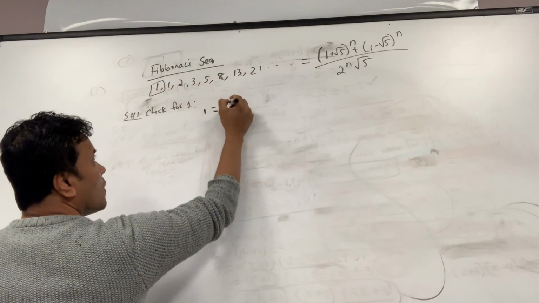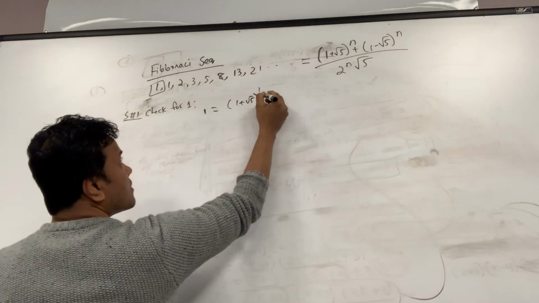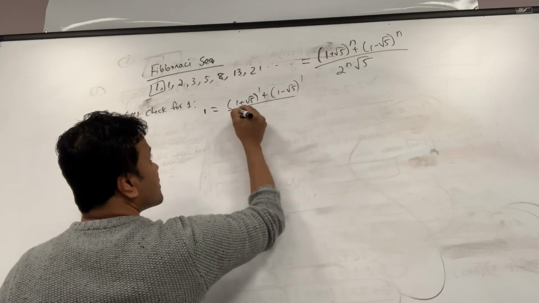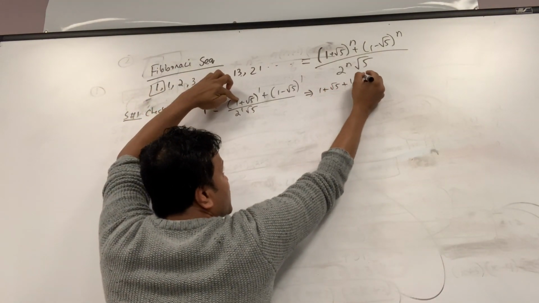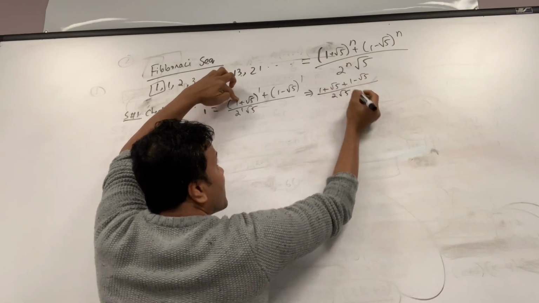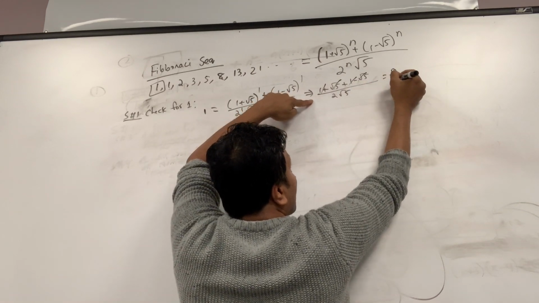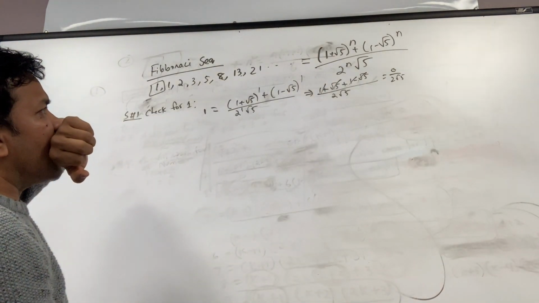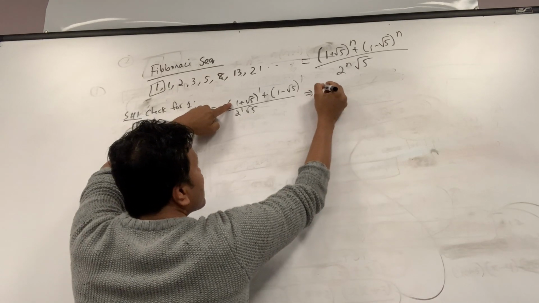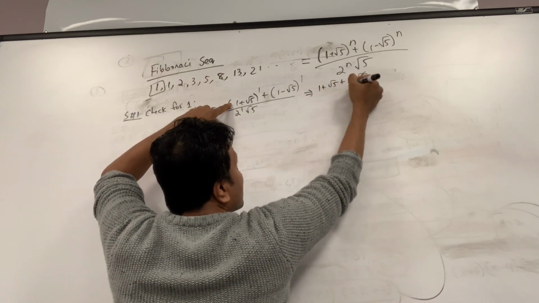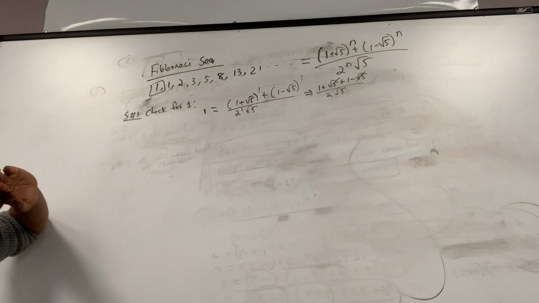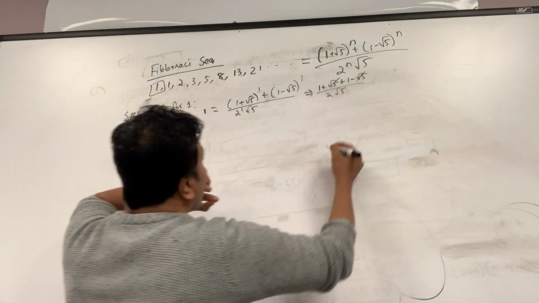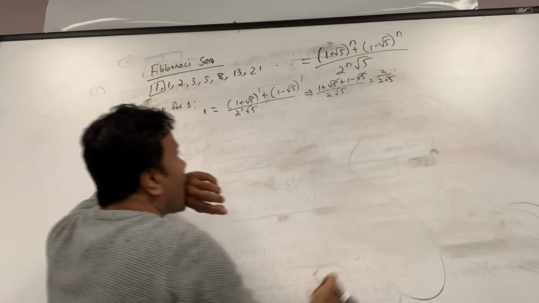So 1 is equal to 1 plus root 5, 1 minus root 5, over 2, over root 5. So it's equal to what? 1 plus root 5 plus 1 minus root 5 over 2 root 5. 1 and 1 cancel, 5 and 5 cancel, so 0 over 2 root 5. No, 1 plus root 5 plus 1 minus root 5. So 1 is 2 over root 5. Should be 1 over 5.